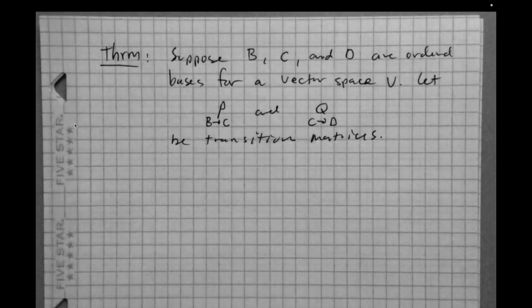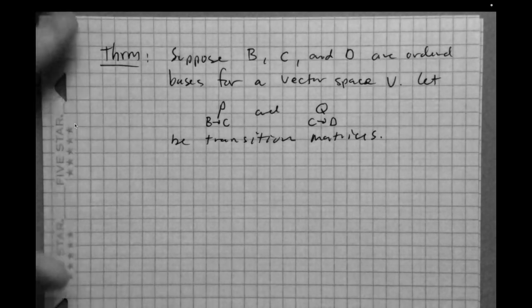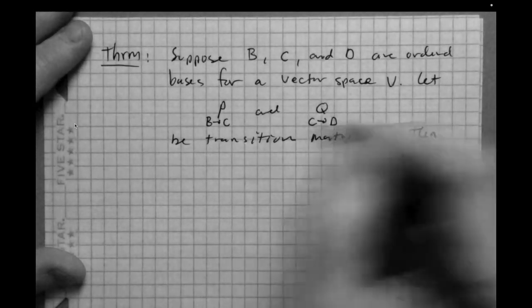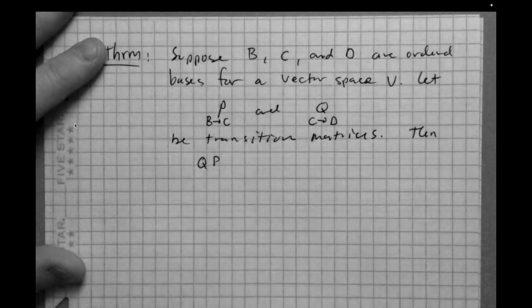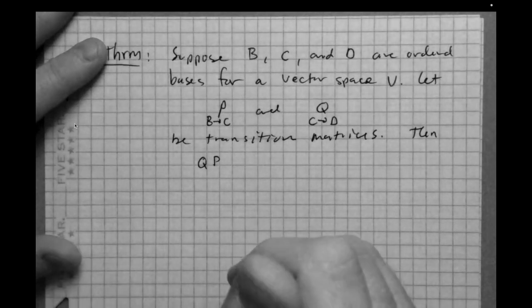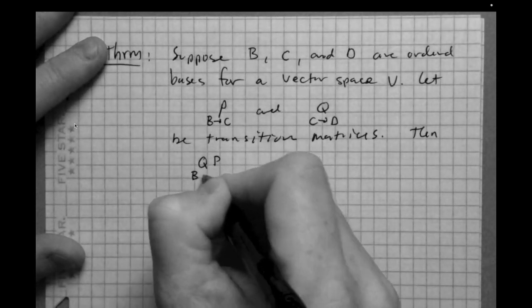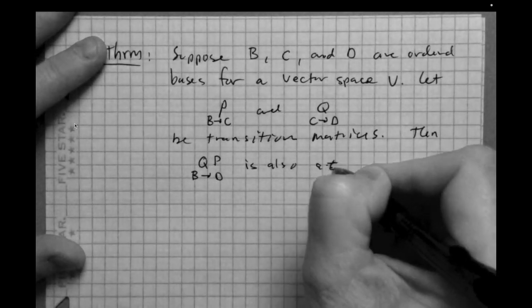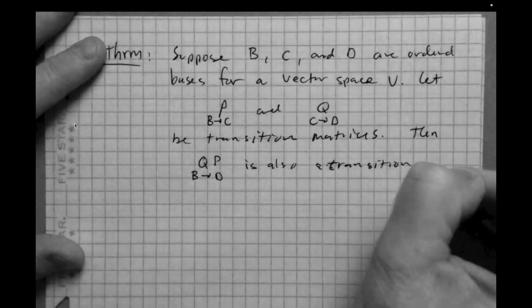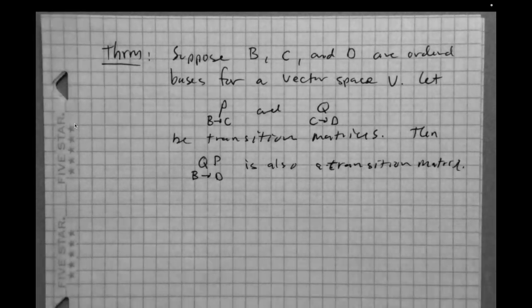Okay. Then the theorem says, then the product Q times P is going to be the transition matrix from B to D. Killer, right? So I can move through multiple coordinatizations by simply multiplying the transition matrices like this.